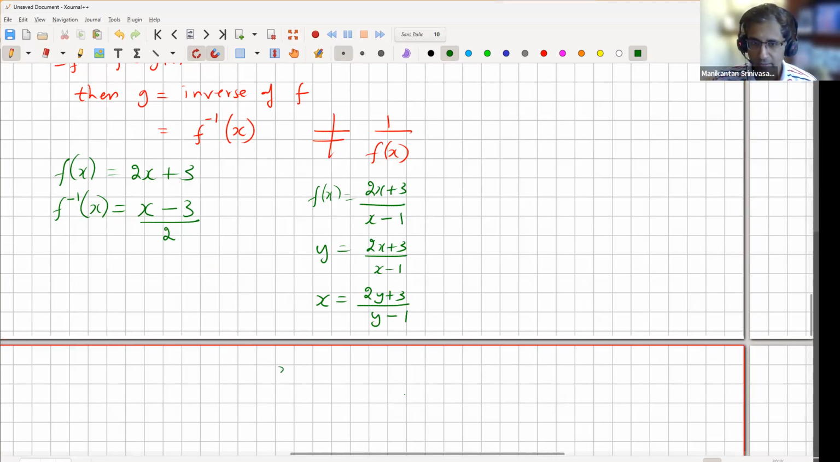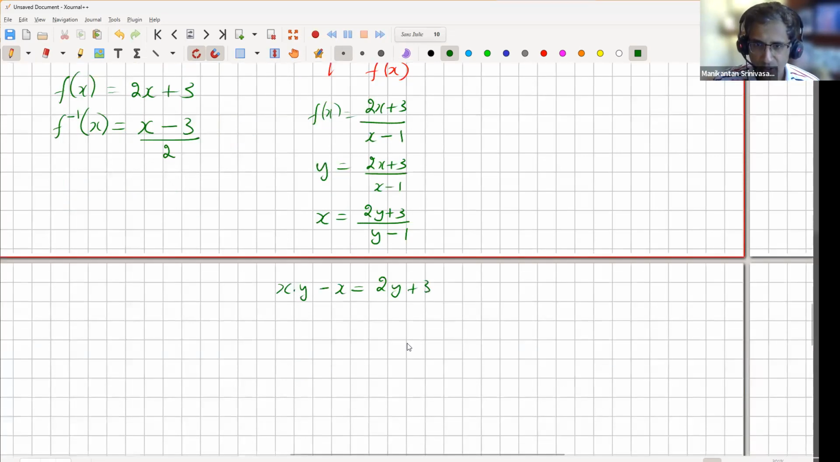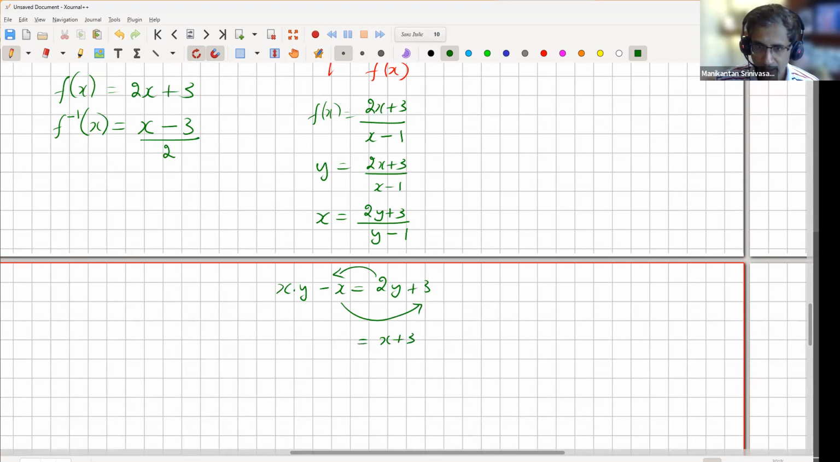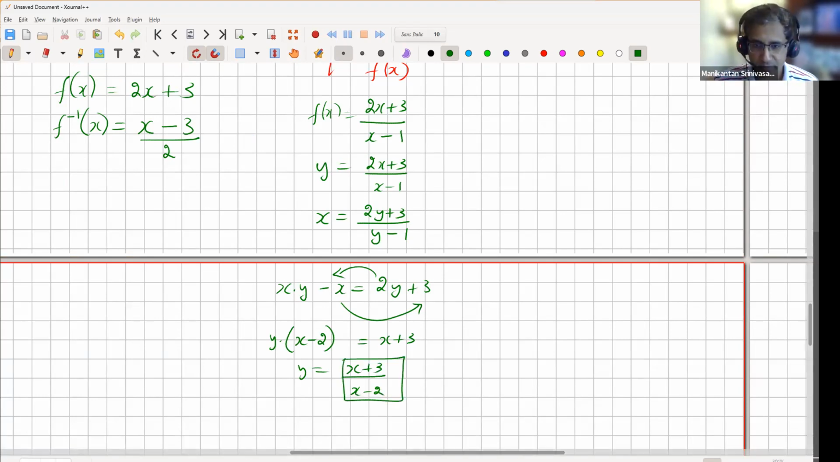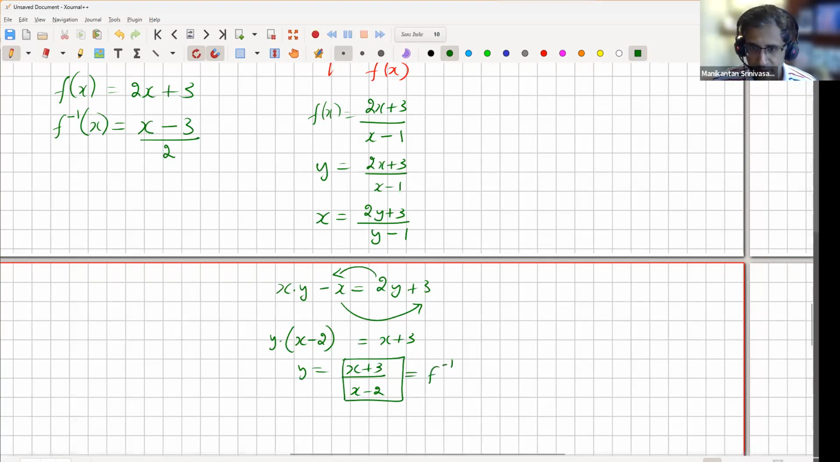So let's cross multiply. xy minus x equals 2y plus 3. Now to solve for y in terms of x, what would you do? You collect all the y terms to one side. So let me bring the 2y to this side and send the minus x to the other side. So it's x plus 3 here. On the left hand side, it's xy minus 2y, so it's y times (x minus 2). Therefore, y is (x plus 3) by (x minus 2). So this is my inverse, my f inverse of x.